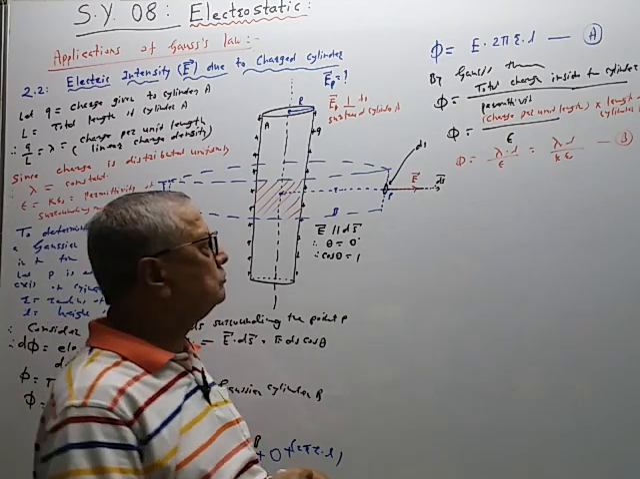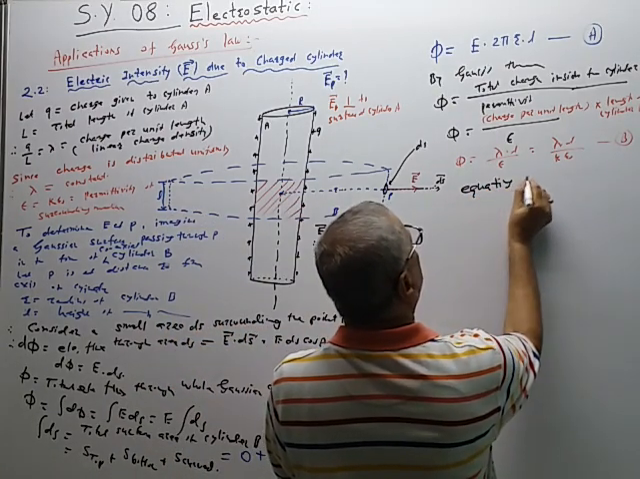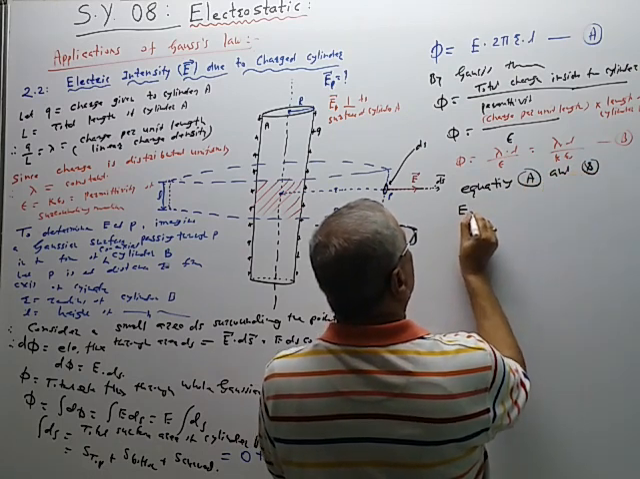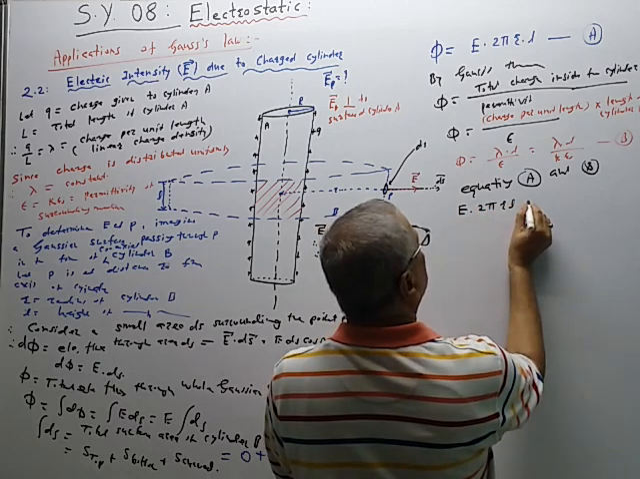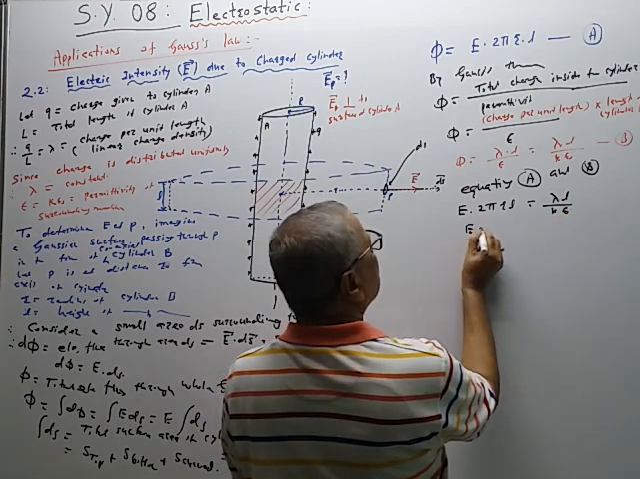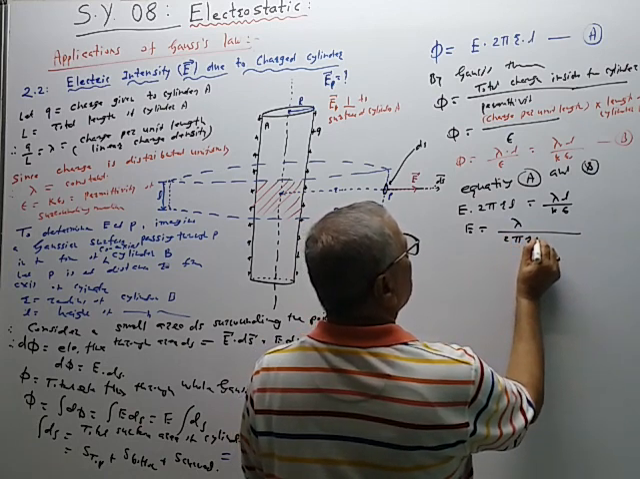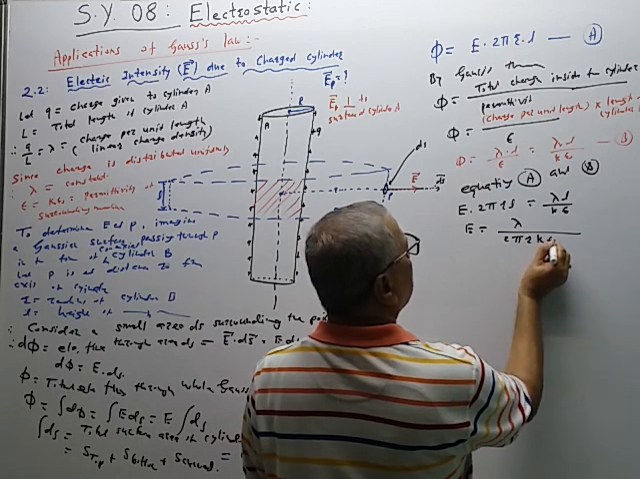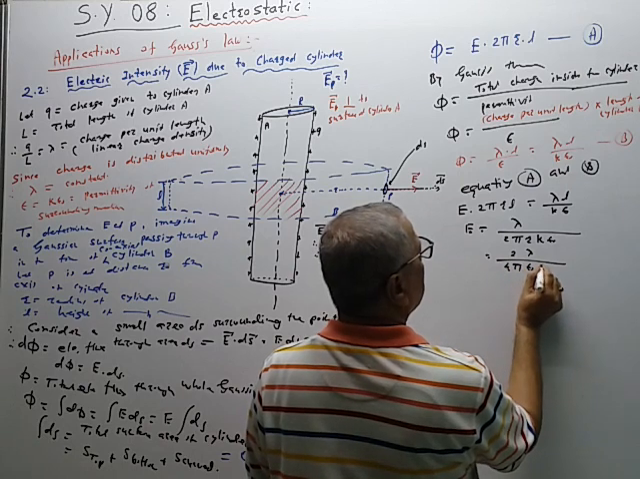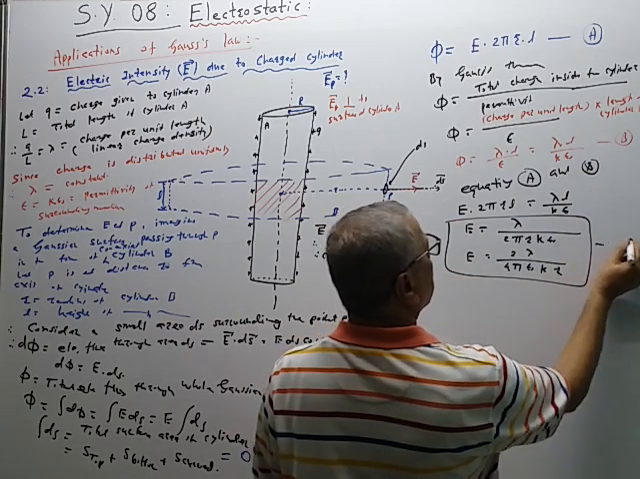So equating A and B, E into 2 pi r l is equal to lambda into L upon K epsilon naught. L will get cancelled. So E is equal to lambda, charge per unit length, upon 2 pi r K epsilon naught. So this is equal to 2 times lambda upon 2 pi epsilon naught K r. For solving the problem, we will use the equation in this form.